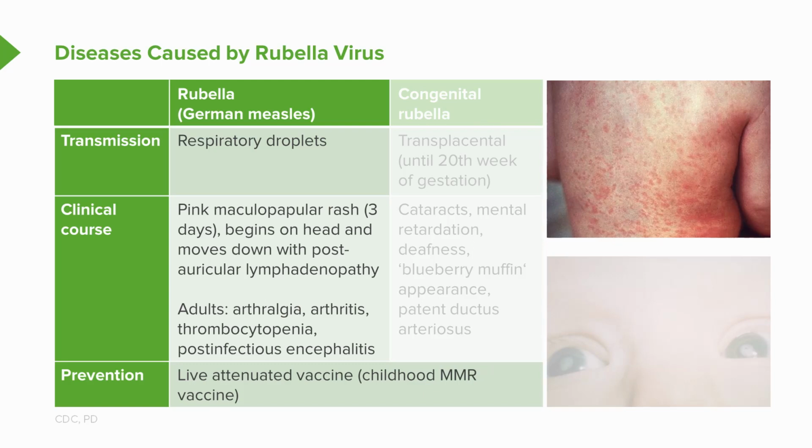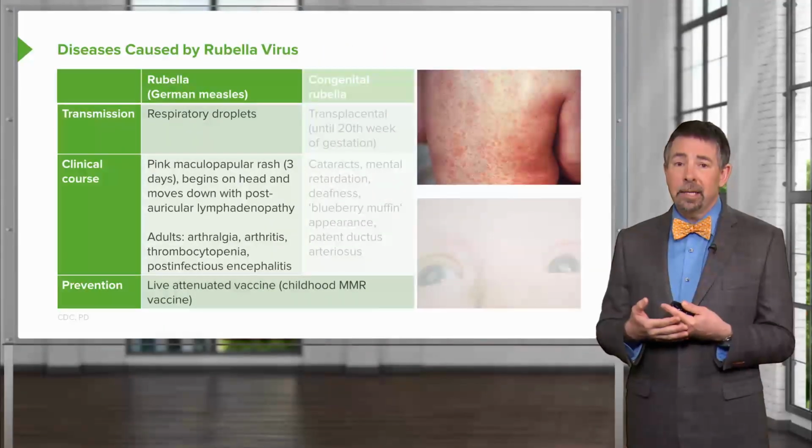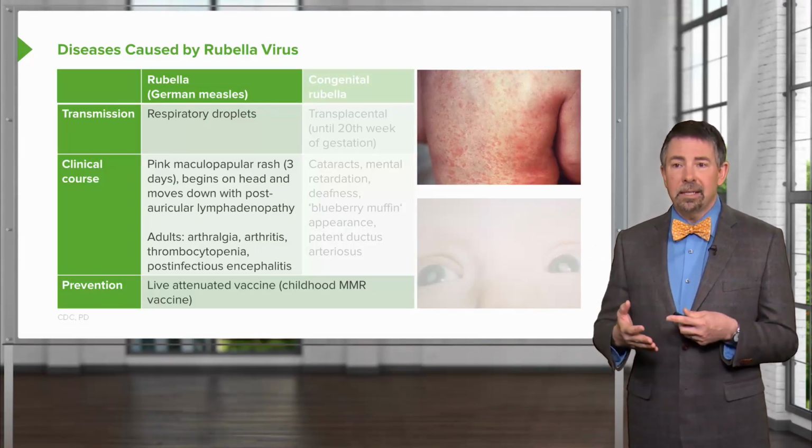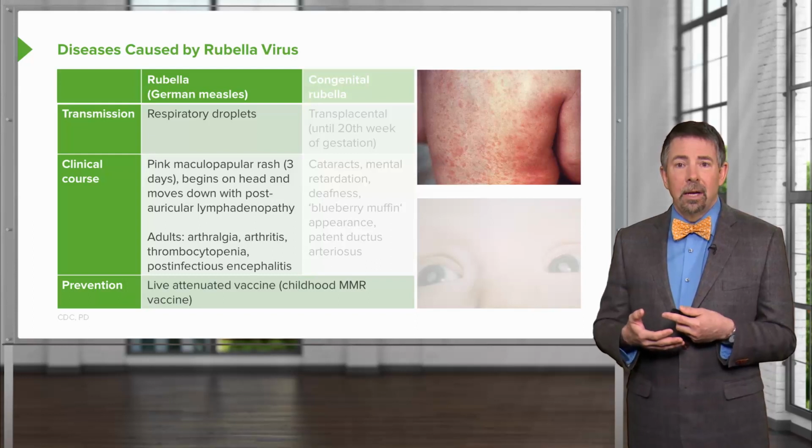Prevention for this is accomplished through the measles, mumps, rubella shot, the MMR, which is provided to children beginning at 12 to 15 months of life, followed by a booster at age 4 to 5. That is a live attenuated vaccine, and in terms of rubella, it has been highly successful in preventing cases.